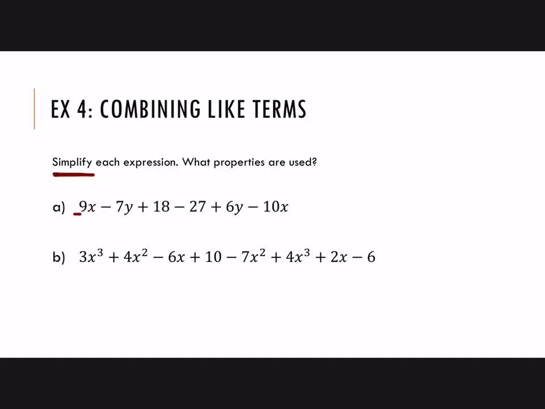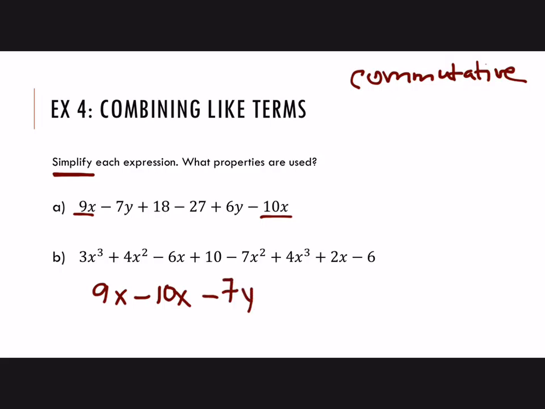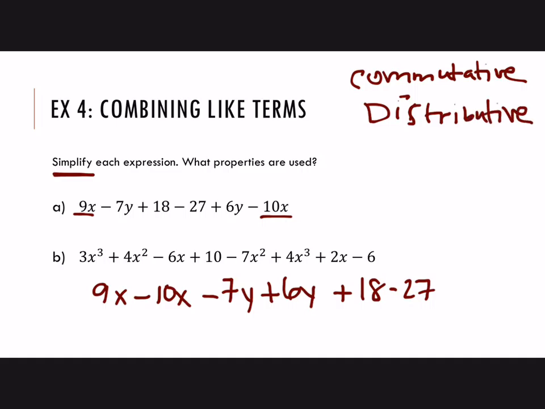Well, first of all, if I wanted to combine like terms, like with these x's, notice everything that's in the middle there. So I need the commutative property to move stuff around. Okay, so I could do 9x, I could move the 10x next to it. Negative 7y, I could use the commutative property to put the 6y next to that. All right, I need the distributive property to factor out the x's and y's.